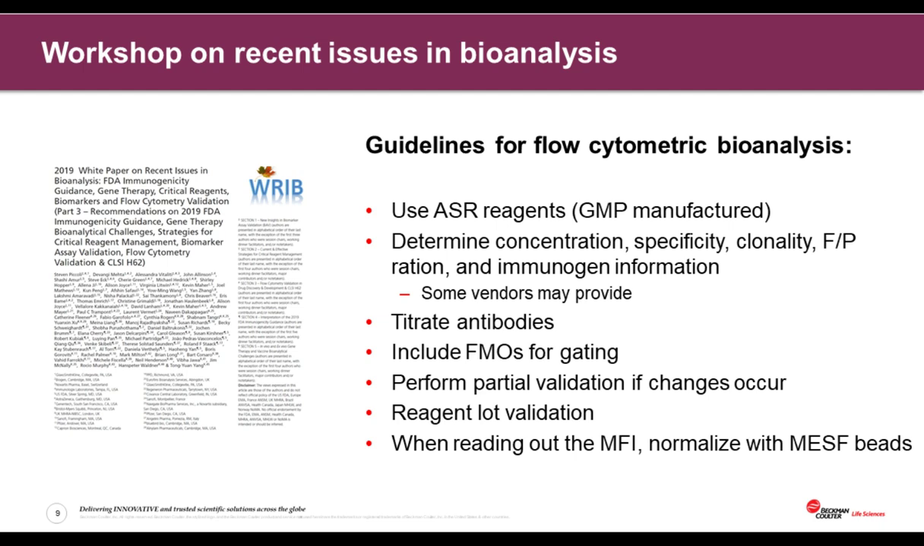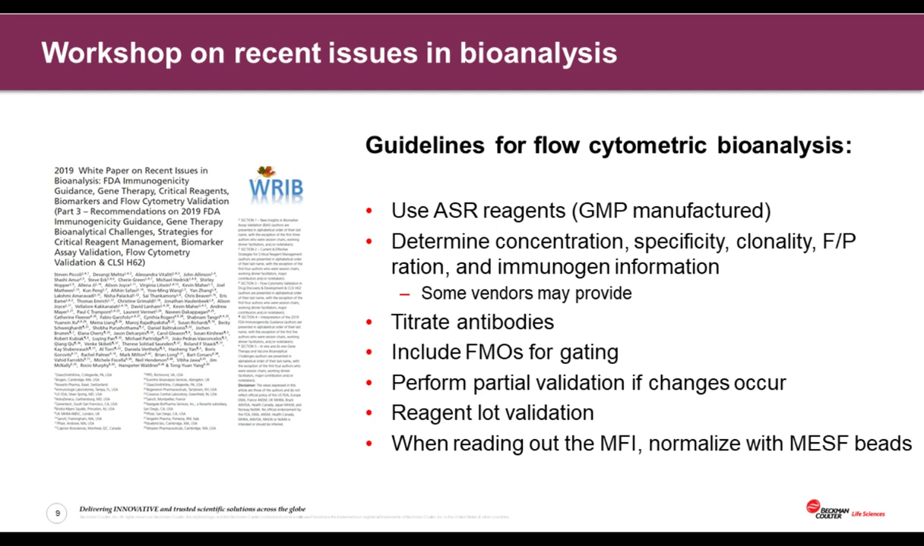The first one was the use of ASR reagents, also known as analyte-specific reagents. When it comes to flow cytometry, these reagents are monoclonal or polyclonal antibodies that are GMP manufactured. They're analyte specific because they've been evaluated for their specificity. They're manufactured in a GMP facility, and they come with qualification, a utility-specific certificate of analysis, which eliminates the need for you to do an in-house evaluation of the product itself.